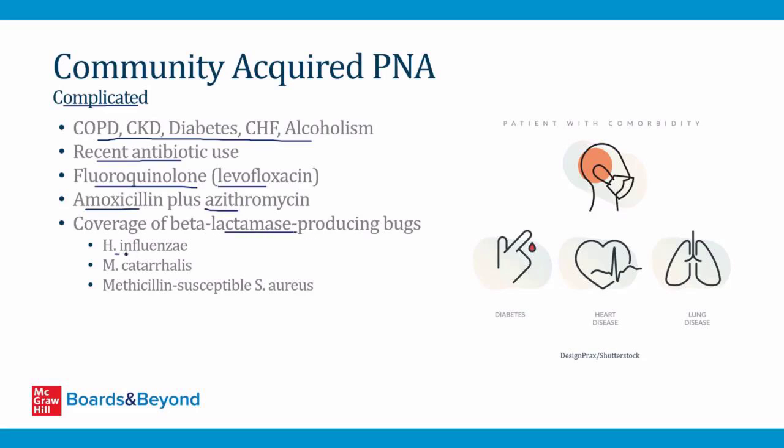So there are variants of H. flu and M. catarrhalis that can produce beta-lactamase. Also, methicillin-susceptible Staph aureus can produce beta-lactamase. And so in these cases of complicated community-acquired pneumonia, we use different antibiotics like these listed here.